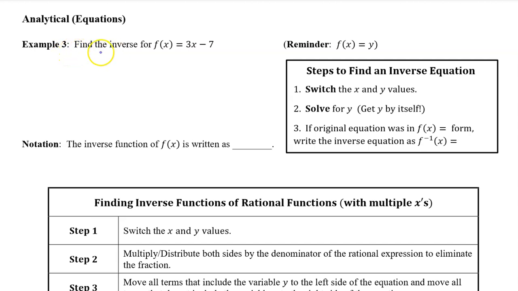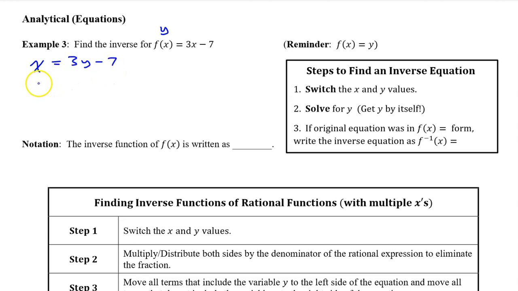Example 3. Find the inverse for f of x equals 3x minus 7. First of all, remember that f of x is another name for y. So the first step of finding inverses is to switch the x and y. So this equation will become x equals 3y minus 7. Next we solve for y.